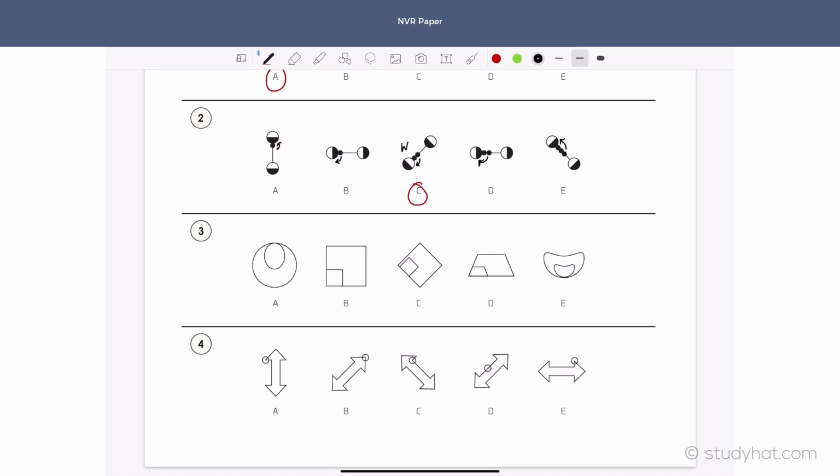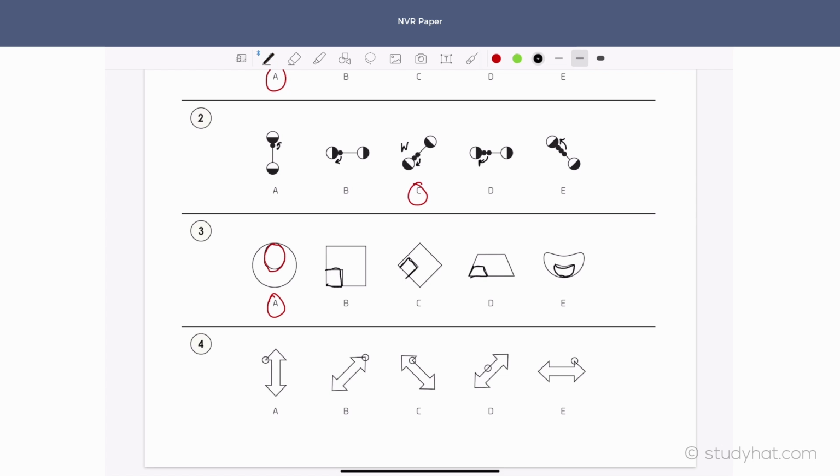Question 3, let's have a look. So these all look like we've got a square inside a square in B, right? This square is a smaller version of the bigger square. Here we've got a square inside a square. Here we've got a trapezium inside a trapezium. And here we have a sort of bean shape inside a bean shape. But in A, we have a problem because we have not a circle inside the circle, but an oval. So this is why this one is the odd one out.